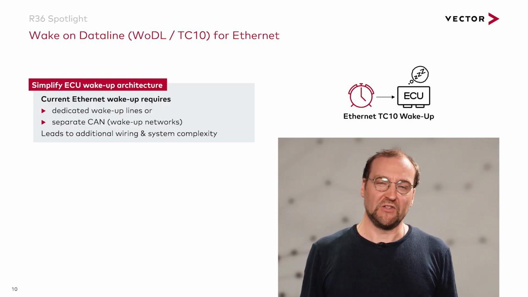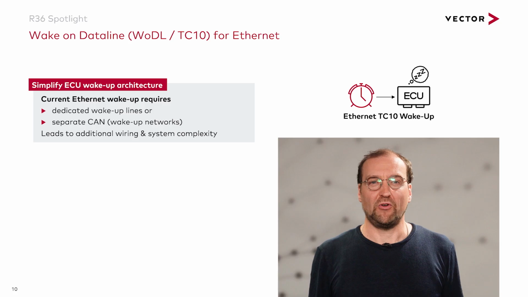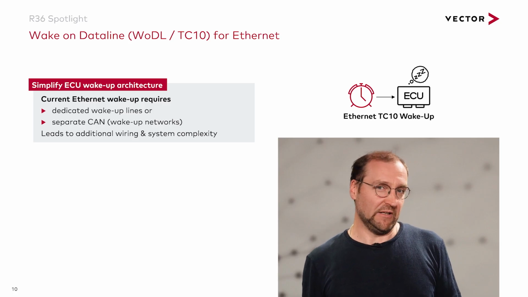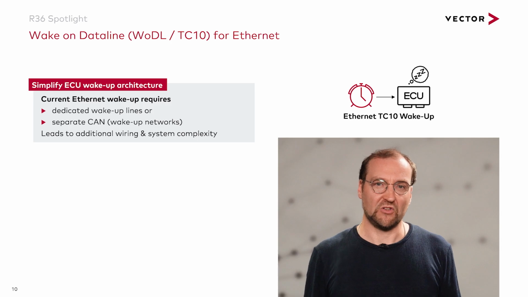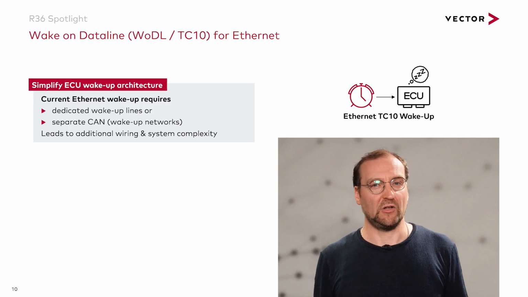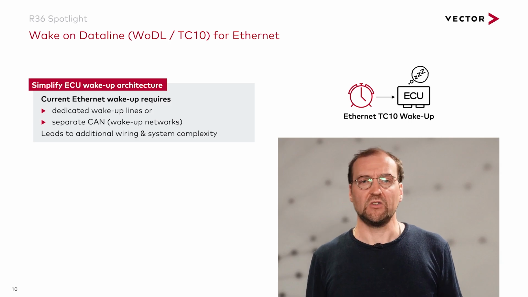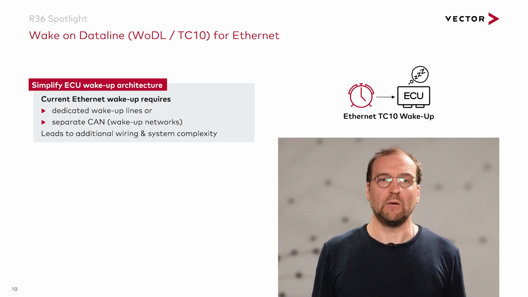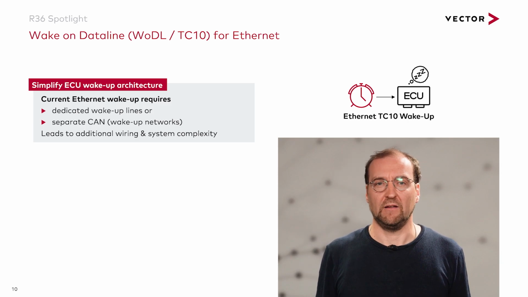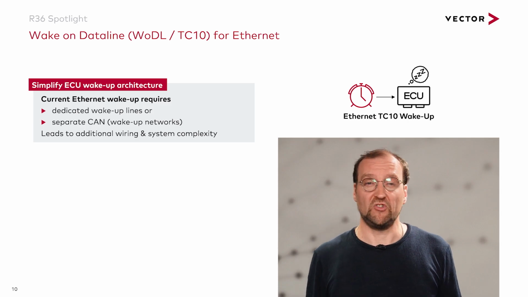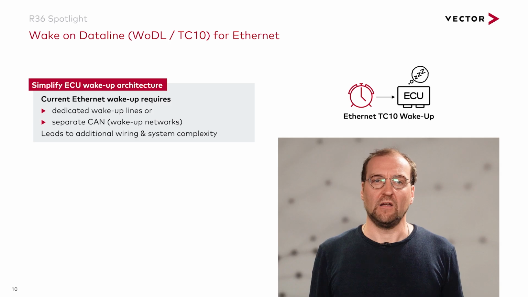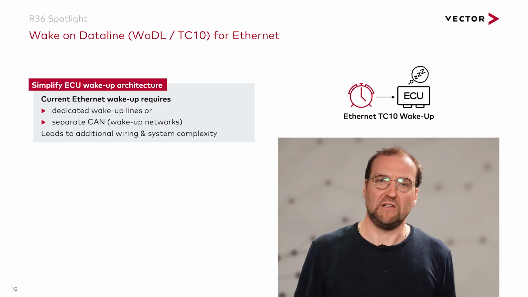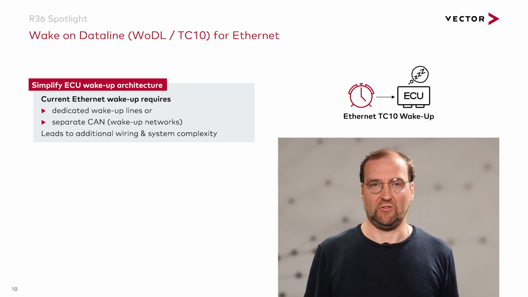Yes, WoDL, this is a big one. Let's first look at how ECUs are typically woken up as of now. In current vehicle architectures, wake-up handling in Ethernet networks usually requires dedicated hardware support. This is typically done either with a separate wake-up line, meaning an additional cable to each ECU, or with a dedicated CAN network, which is mainly or even exclusively used just to bring ECUs out of sleep.